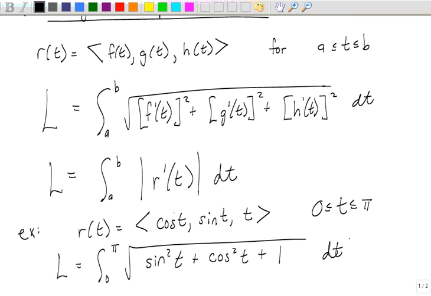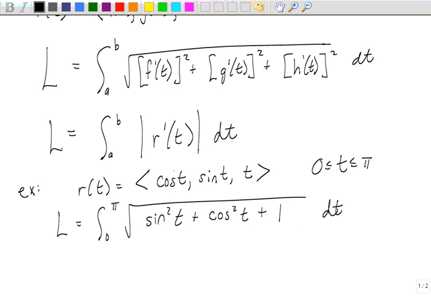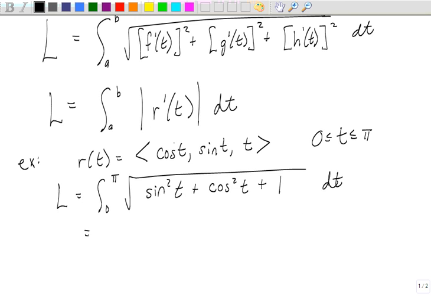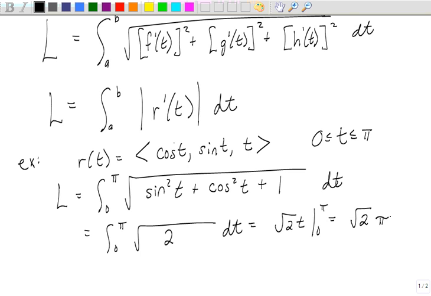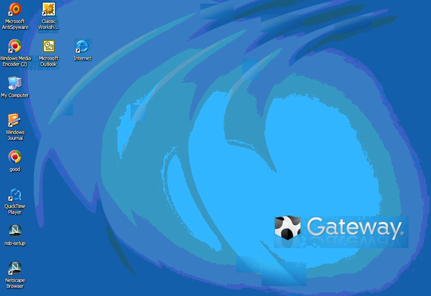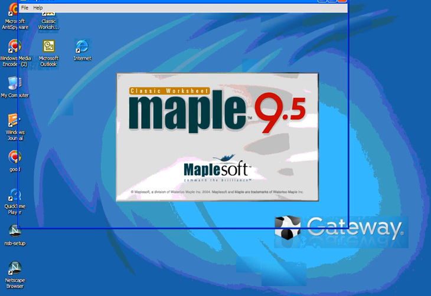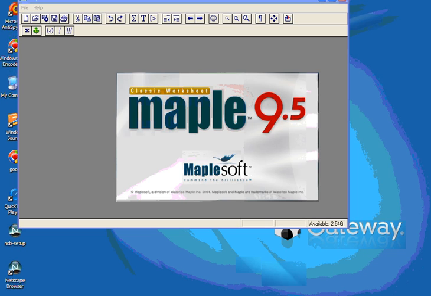But we have sine squared plus cosine squared, and that's 1, plus 1 is 2. So actually we're just integrating the square root of 2, so the answer is square root of 2 pi. Now let's look at what that curve looks like in Maple.